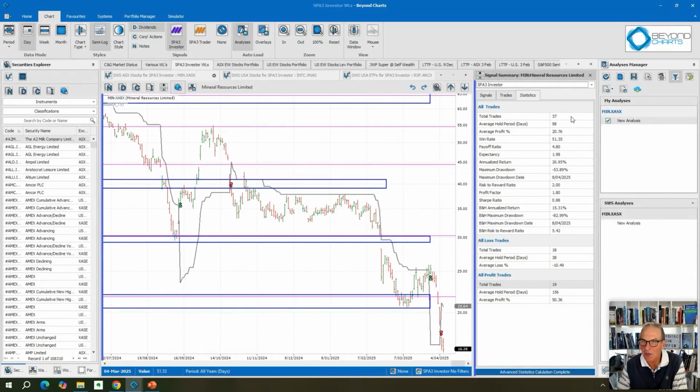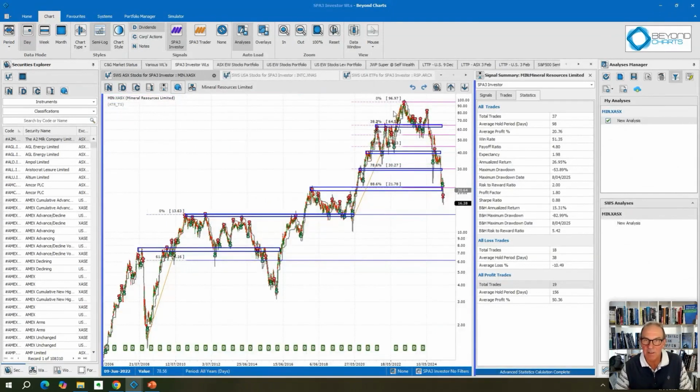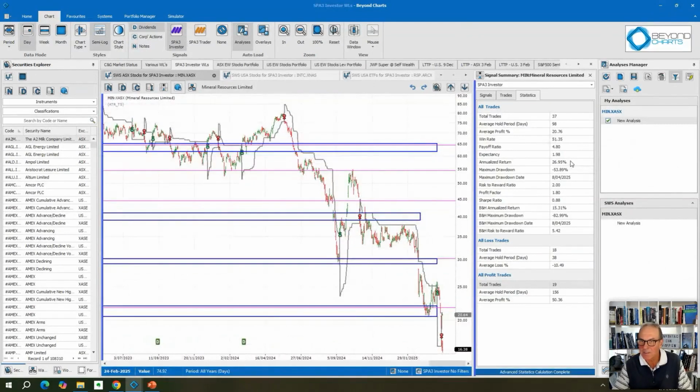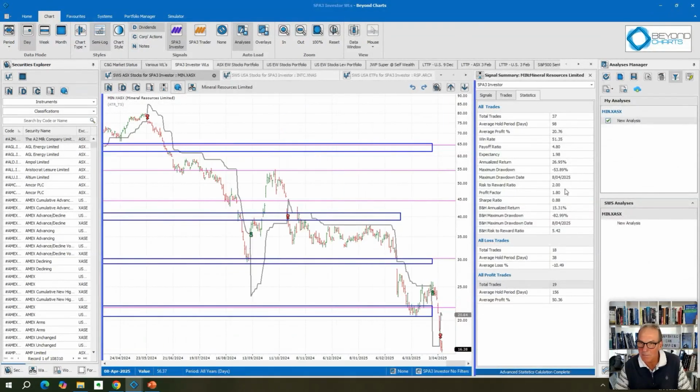So 37 total trades, that includes this trade. The win rate is 51.35, payoff ratio of 4.8, expectancy 1.98. Annualized return, if you had traded MIN throughout the entire time as a one stock portfolio, this goes back to 2006 when it was listed, and you would have had an edge. You would have got a 26.95% annualized return as a one stock only portfolio, only buying and holding it. And compared to the index over that time, buy and hold would have been 15.31.